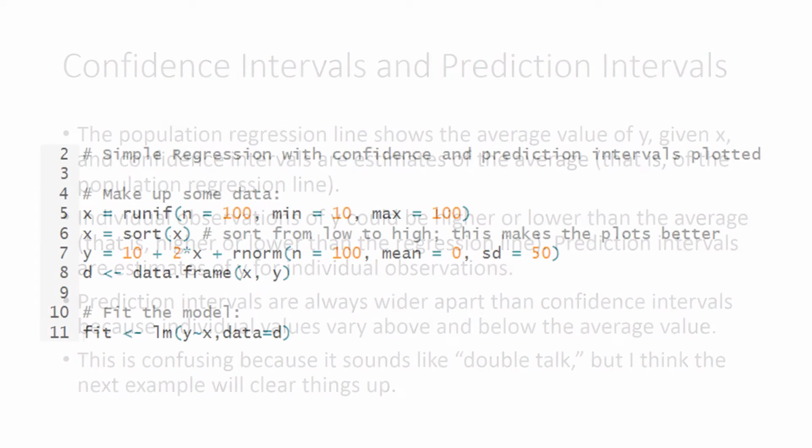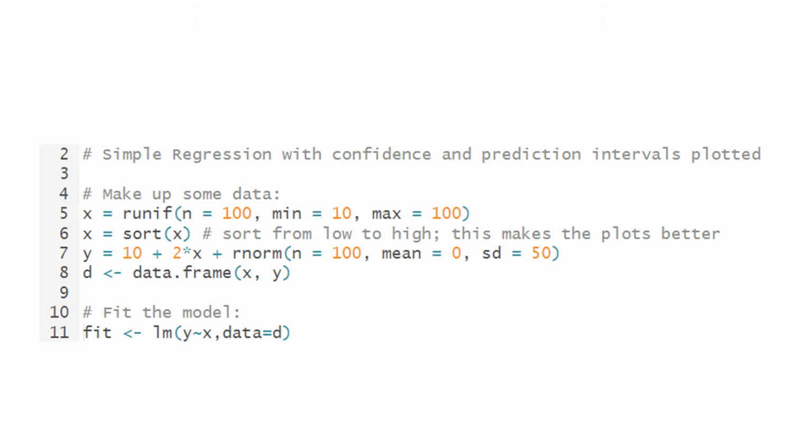First, I'm going to create some data and run a regression with the data. Let's take a look at each line. Line 5 uses the RUNIF function. That's R uniform. There are 3 arguments. The first argument is n equals 100. This is the sample size. The second argument is min equals 10, and the third argument is max equals 100.